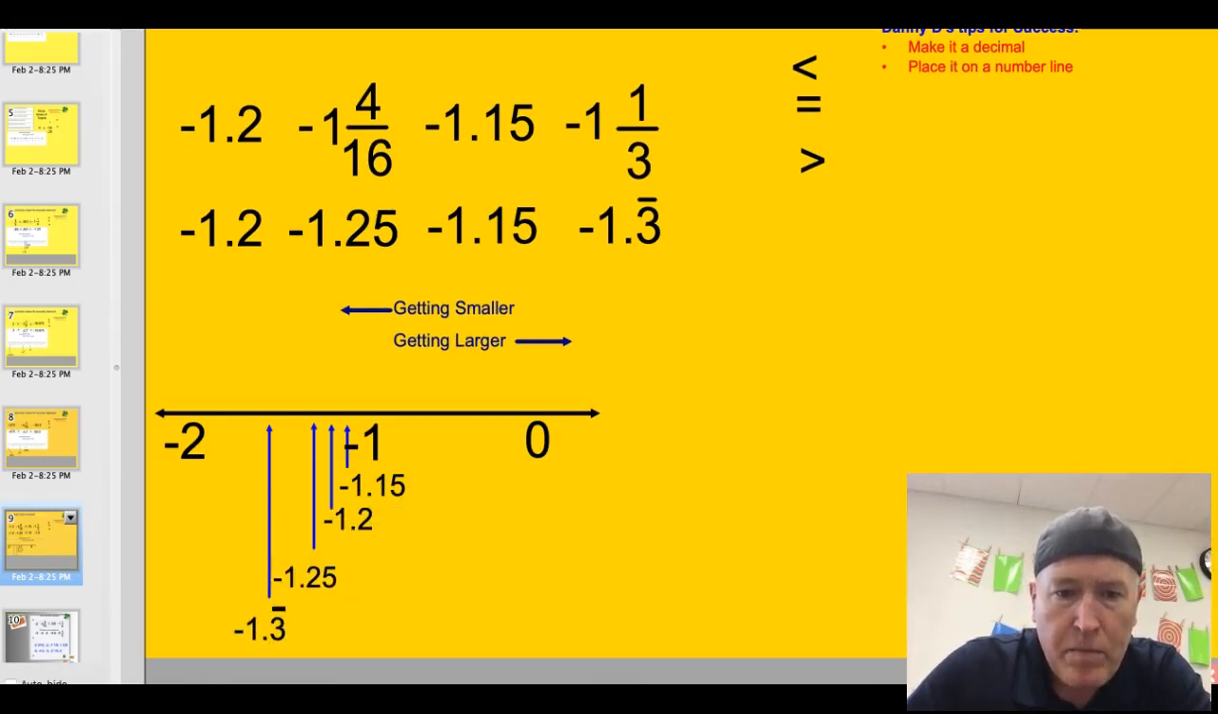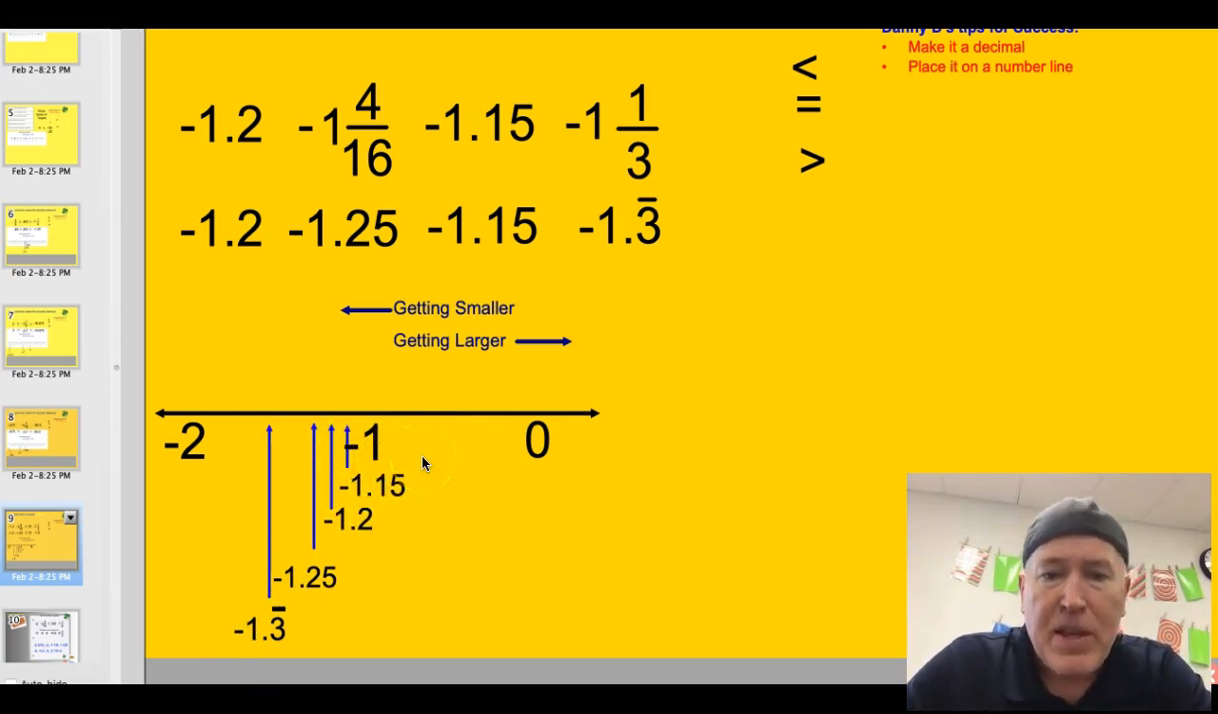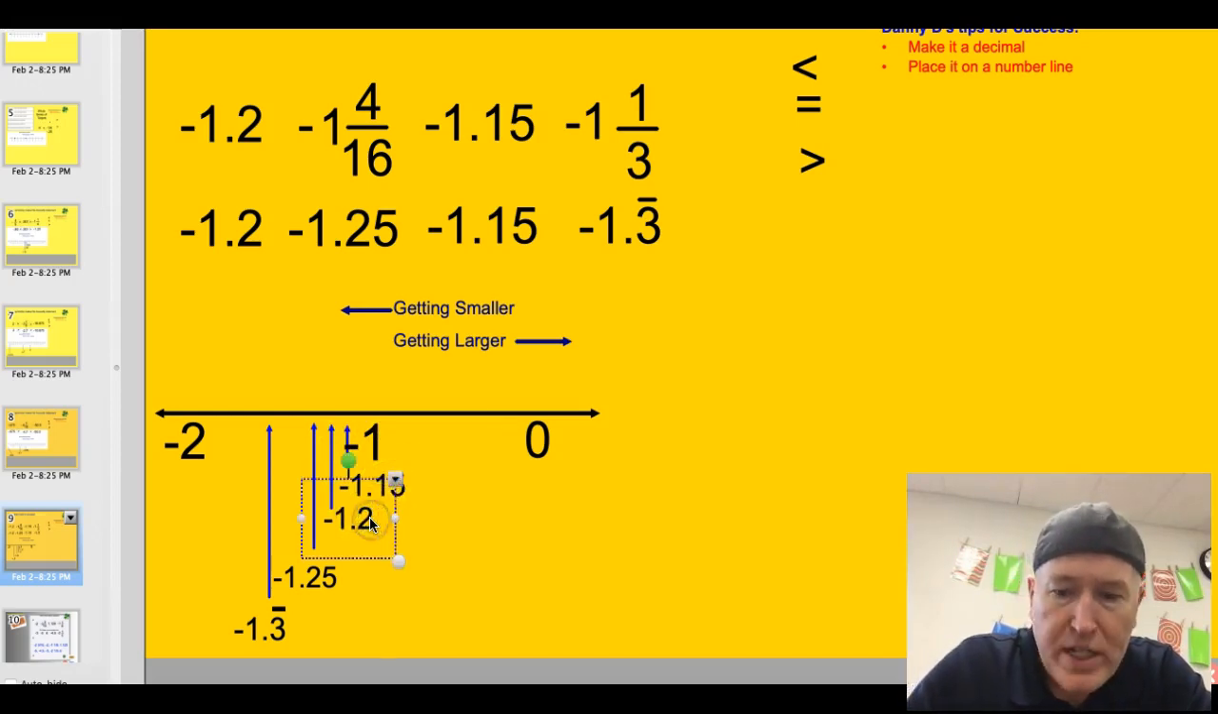So here we go. Well, the most negative is negative 1.3. Here's negative 1.25, negative 1.2, negative 1.15. Again, when you get into these numbers, think about money. $1.15 you owe. $1.20 you owe. Yeah, feel free to put a 0 on. $1.25 you owe. $1.33 that you owe, or $1.33.3. It goes on, I mean, because it's repeating, but you get the idea. This one's the farthest from 0, so it's the smallest.